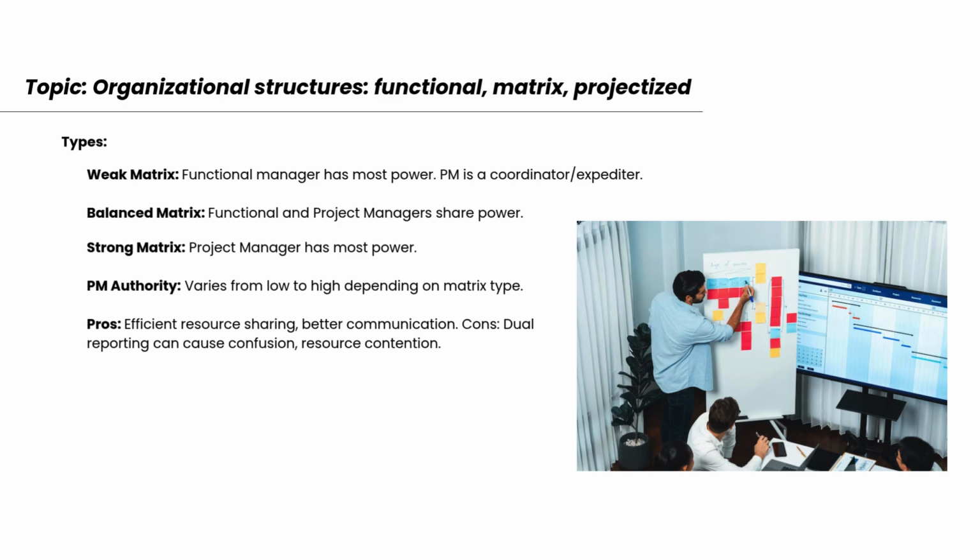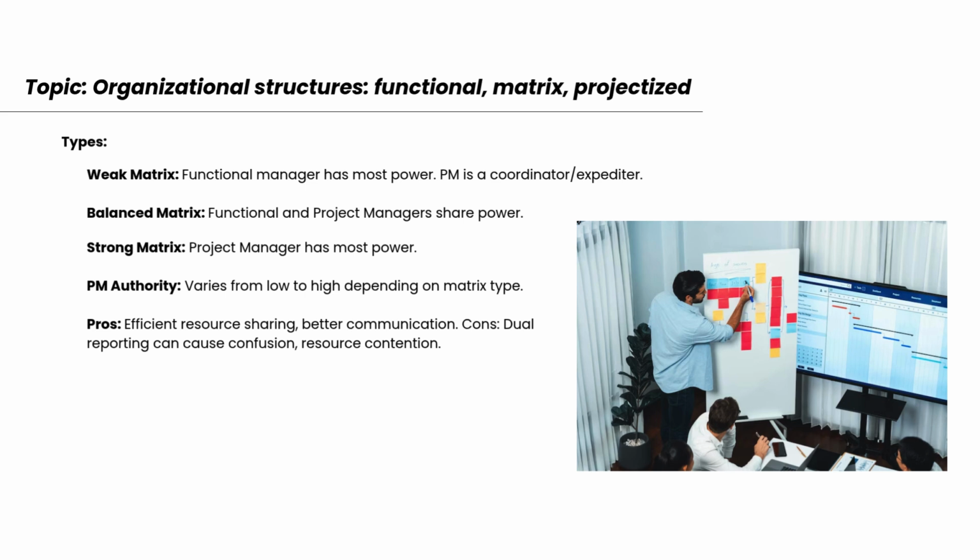Balanced matrix. In this setup, both the project manager and functional manager share authority. Decision-making is more collaborative. Strong matrix. This type gives most power to the project manager. The PM has higher control over budget, schedule, and resources. PM authority in matrix organizations varies depending on the type, from low in weak matrix to high in strong matrix.